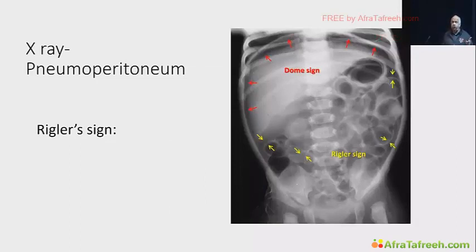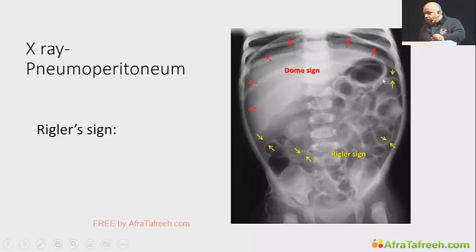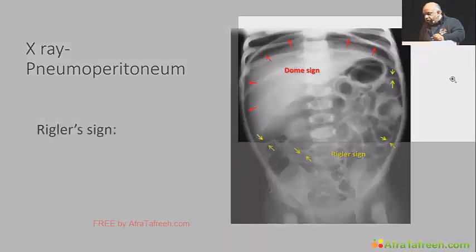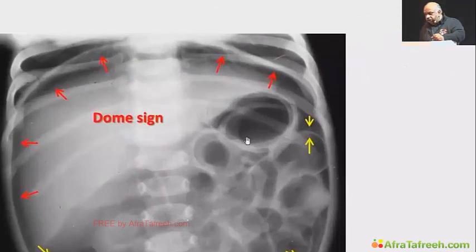Where you get Rigler triad? Yeah, that was last year's NEET question. Gallstone ileus, I'll show you that next slide. Rigler sign is a sign of pneumoperitoneum where I can see the bowel wall. You see, this is a bowel wall. Yeah, this one. And why can I see the wall?